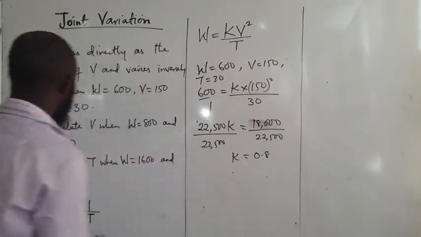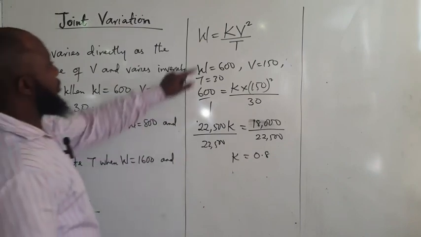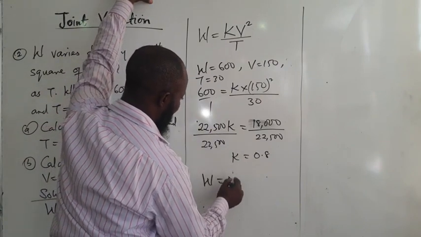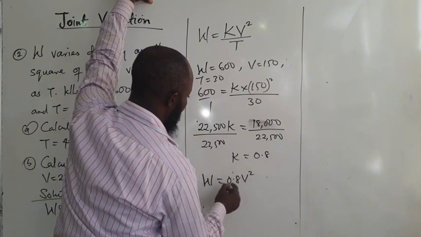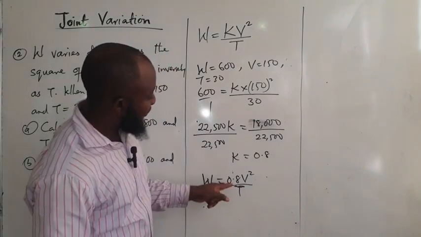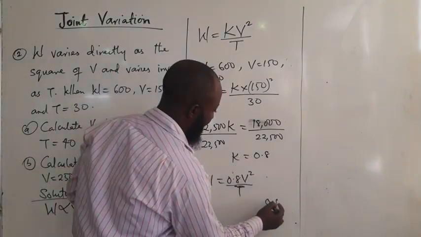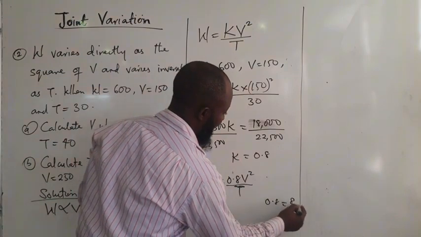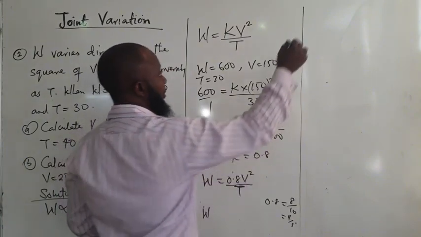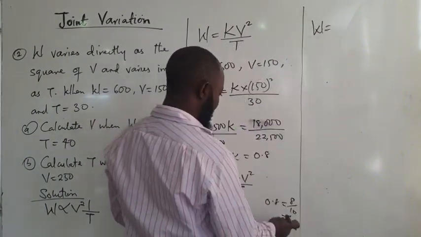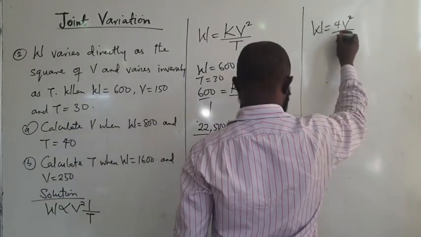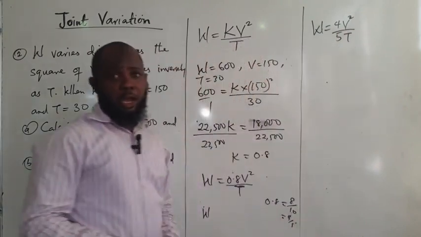is to write out the relationship. So we just put the value here. That would then be W equals K, which is 0.8, V squared all over T. If you are working with an objective question and you cannot find this, just convert this 0.8 from decimal to fraction. That will be 8 over 10, which is equal to 4 over 5. So in that case, this would be written as W equals, since it is 4 over 5, 4V squared all over 5T. I hope this is very clear.